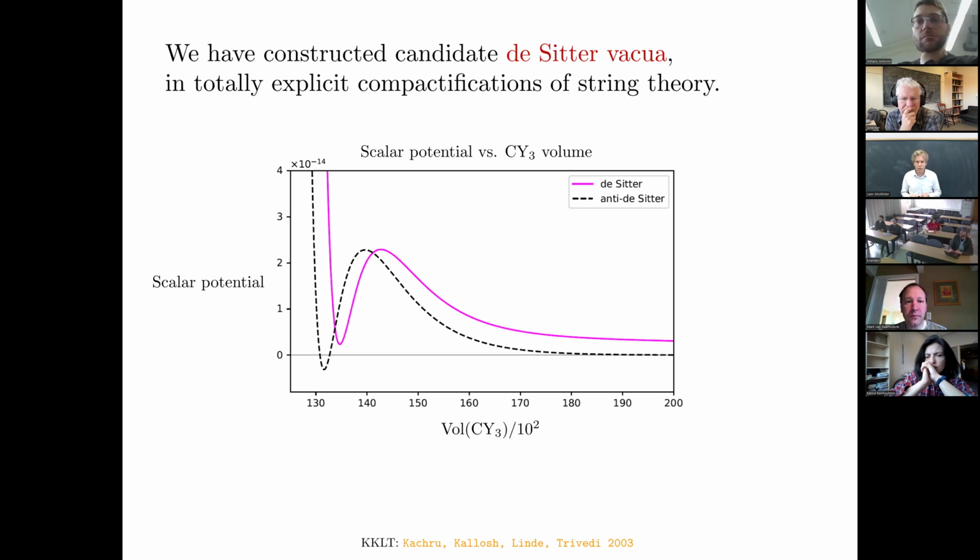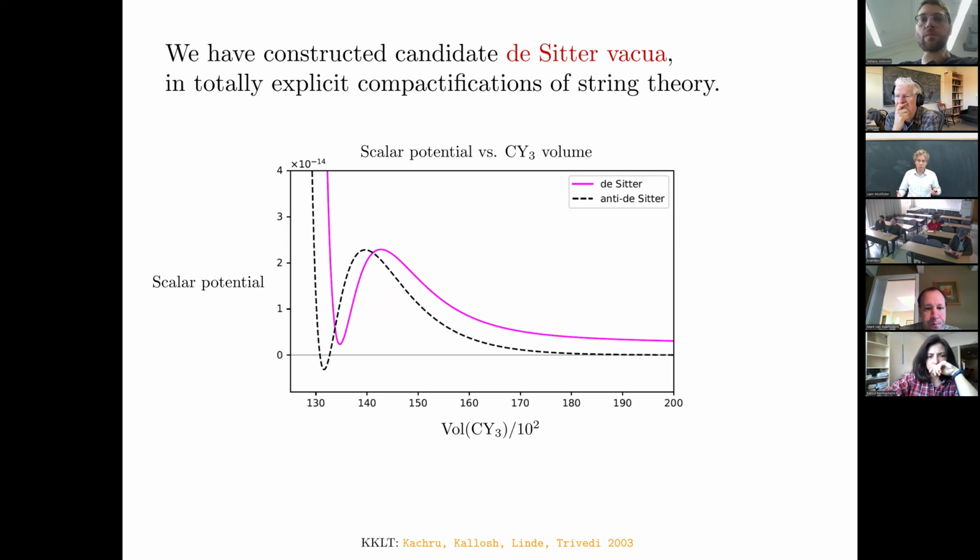What you're looking at here is a picture of the scalar potential in a compactification, that's the vertical axis, versus the Calabi-Yau volume in string units. And the pink curve has its minimum above 0. So this is a configuration that describes a metastable de Sitter vacuum. And the task is to explain how we've actually computed these curves and the extent to which you should trust the computation that led to this kind of picture.